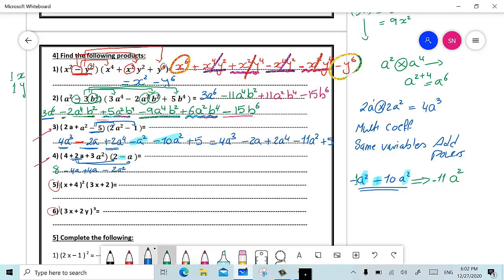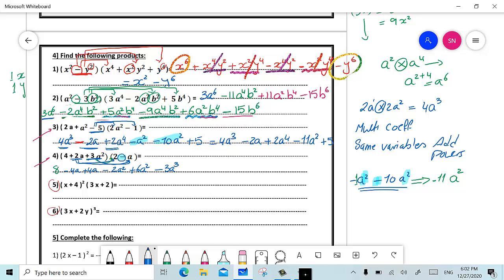And then I'm going to have positive 3a squared and multiply it by 2, and this is equal to positive 6a squared. And then positive 3a squared multiplied by negative a, and again don't forget the negative sign, so this is going to be negative 3a to the power of 3.